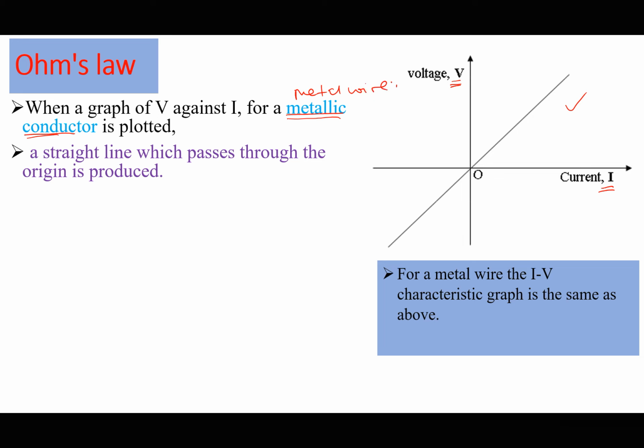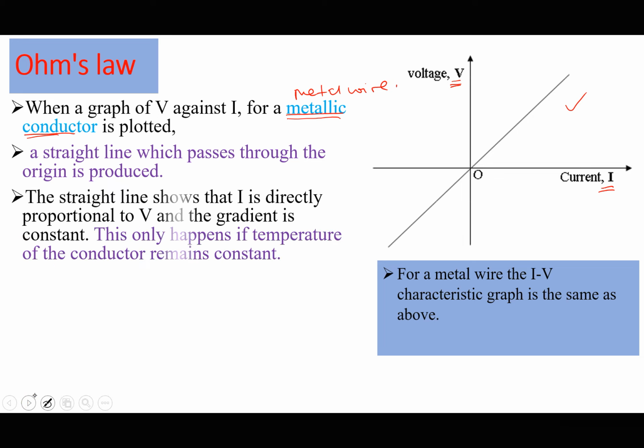If we consider the resistor we have considered in the previous slide, which is just a metal wire, and continue adjusting the variable resistor, we will notice that for the different values of V plotted against I, we will get a straight line through the origin. So the straight line shows that I is directly proportional to V. And the gradient is going to be constant because it's a straight line through the origin.